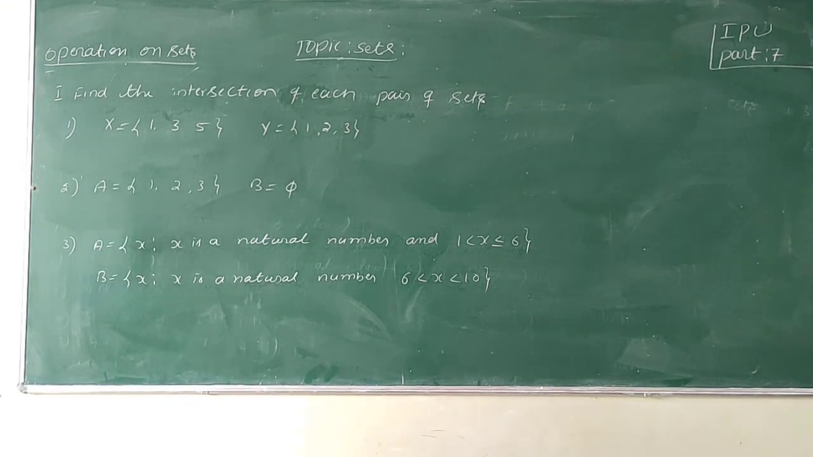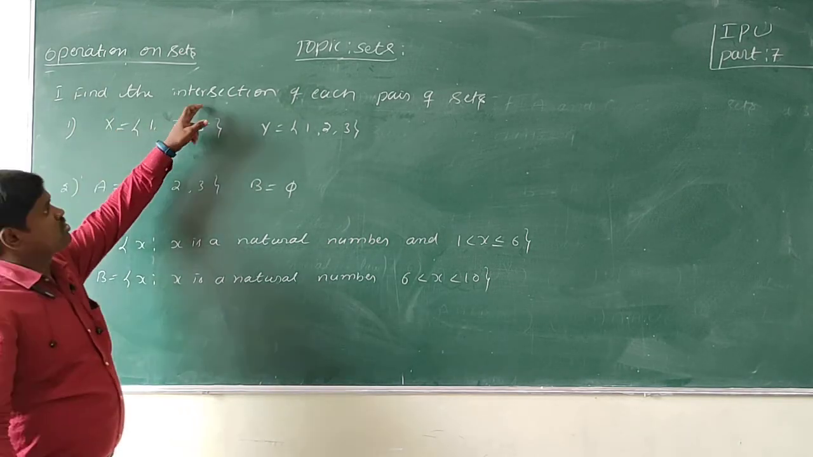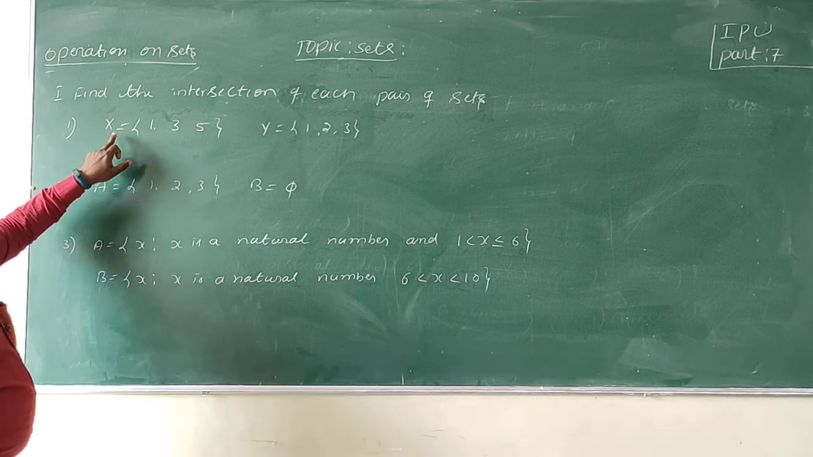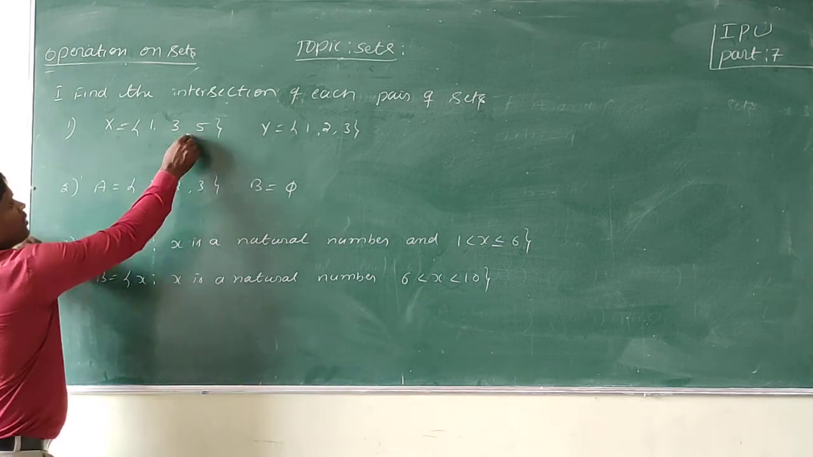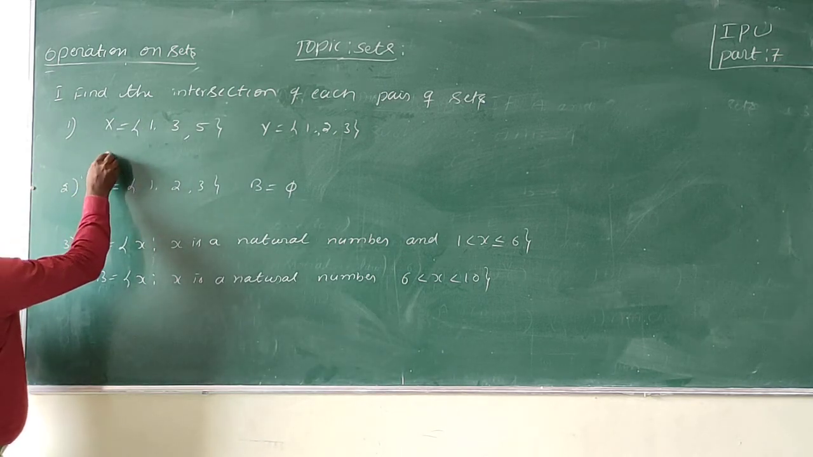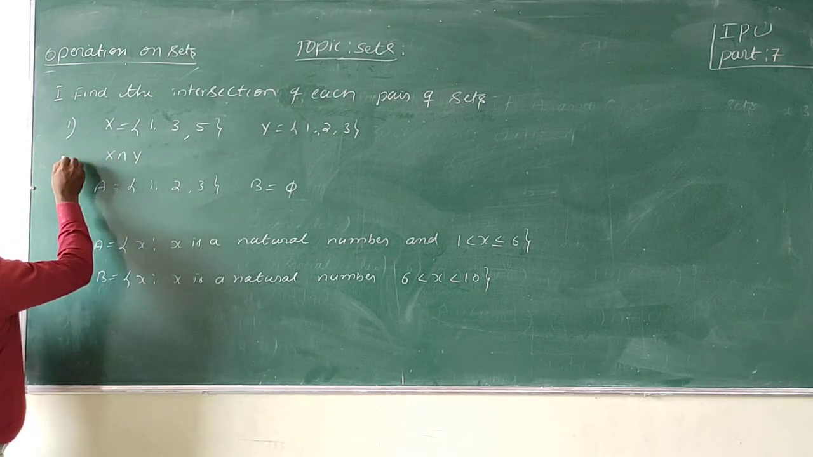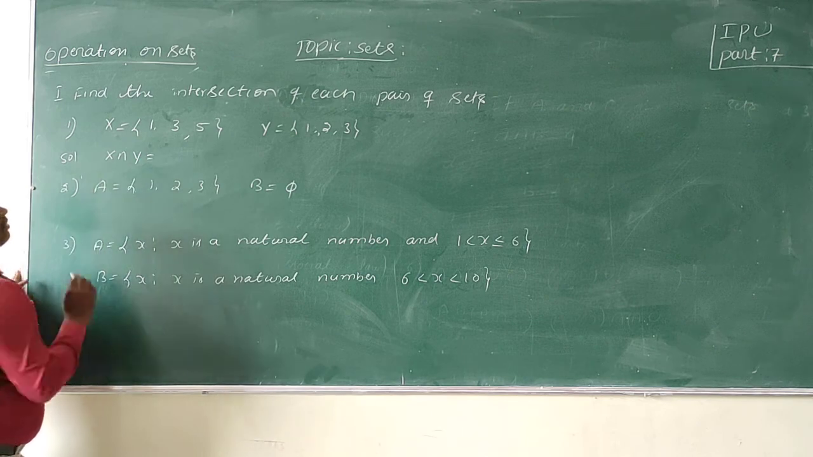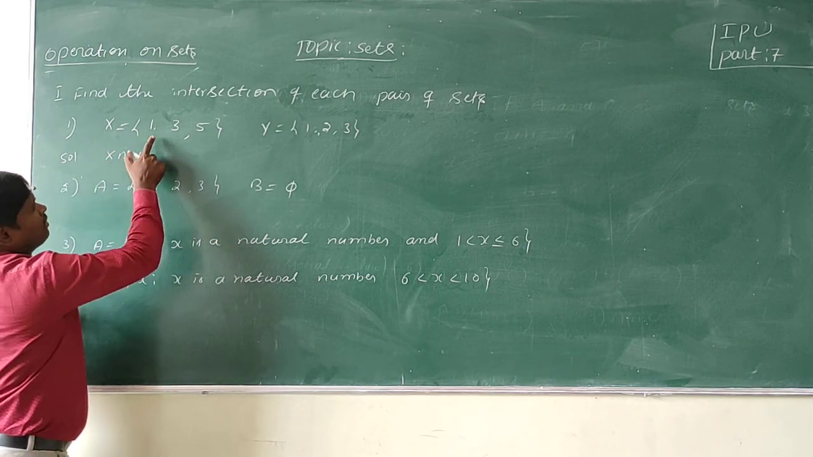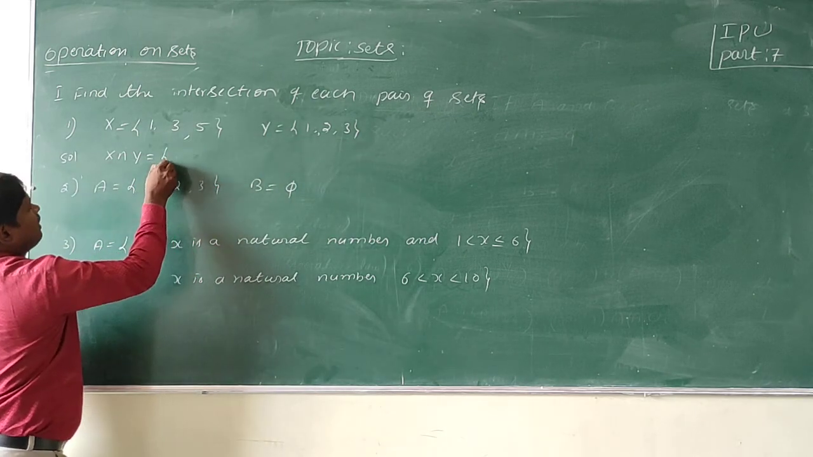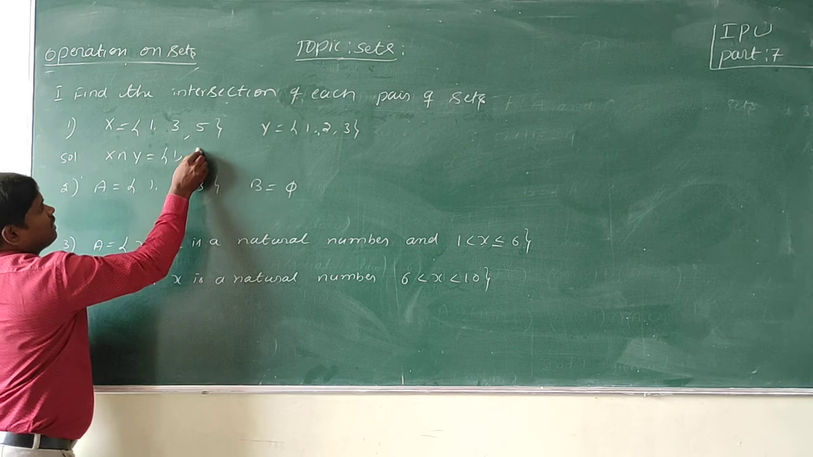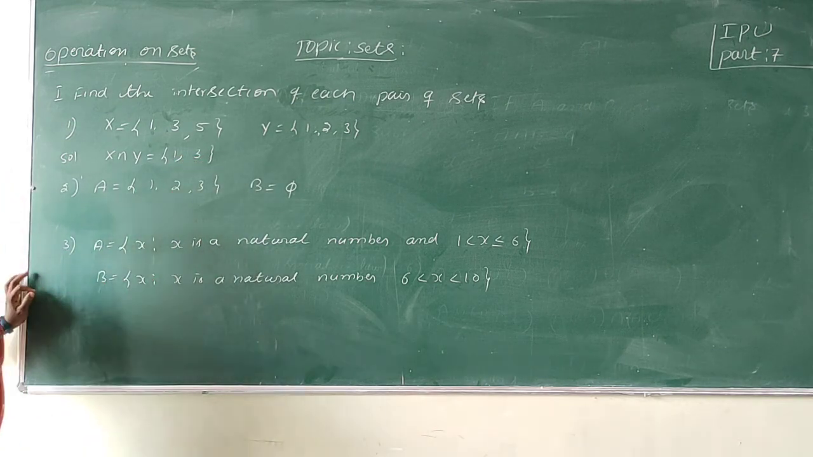The first one is: find the intersection of each pair of sets. The first one is X consists of the elements 1, 3, 5 and Y consists of the elements 1, 2, 3. Then find X intersection Y. X intersection Y is nothing but the elements which belong to both X and Y. One belongs to both, so 1 belongs to X intersection Y. And 3 is also an element of both X and Y, so it also belongs to X intersection Y.